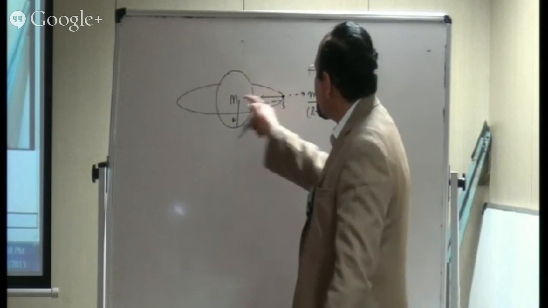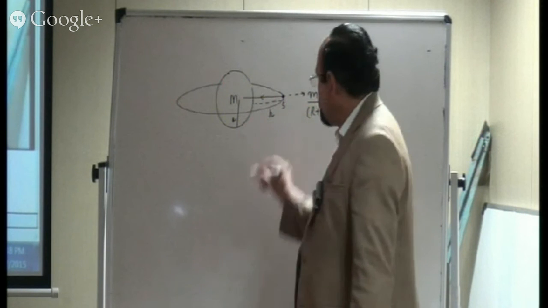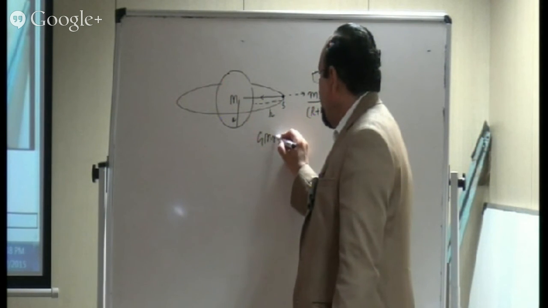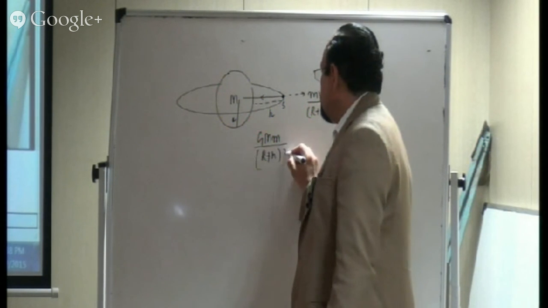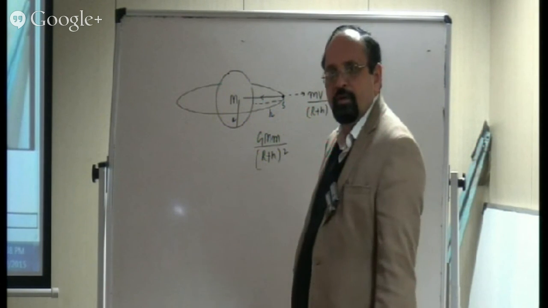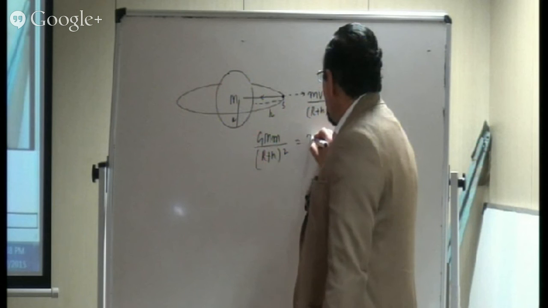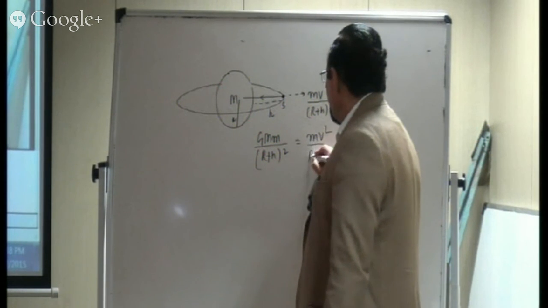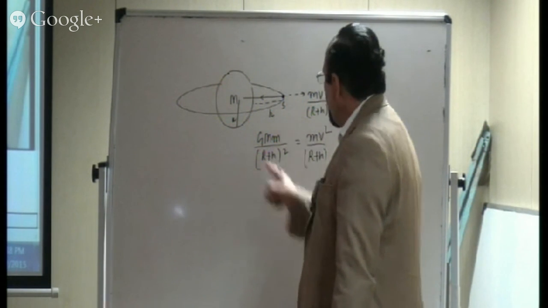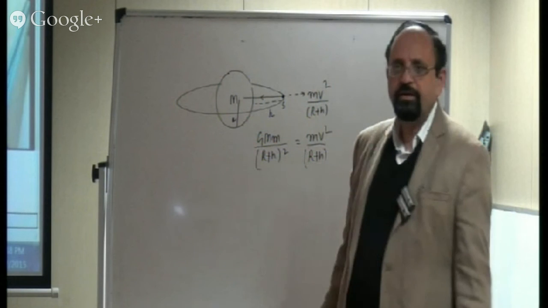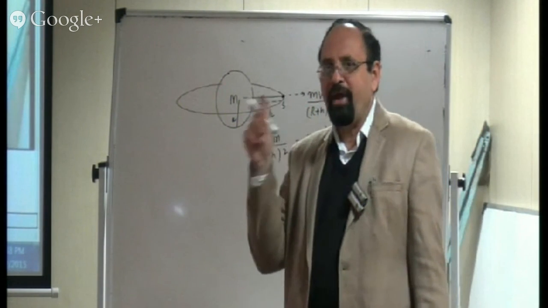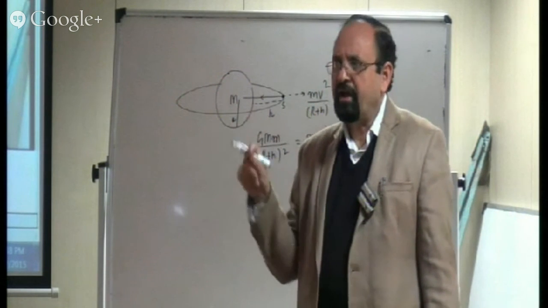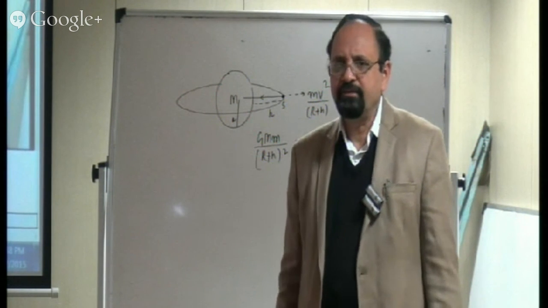And how much will be the gravitational force? G M m by (R plus H) whole square is equal to mv square by R plus H. Why am I not using a negative sign here? See, my first expression was minus G M1 M2 by R square. Why am I not using a negative sign?